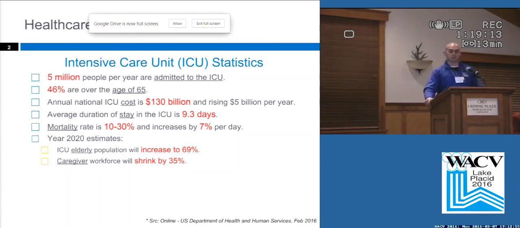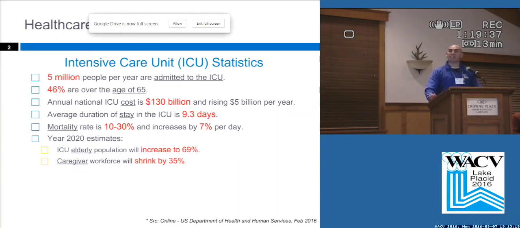There's 5 million people that go to the ICU. 46% of them are elderly. The national cost annually is now about 130 billion dollars, and it's going up by 5 billion every year. The average stay of a patient in an ICU is about 9 days.